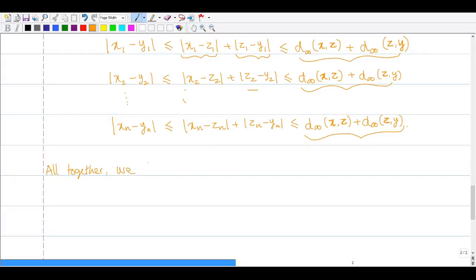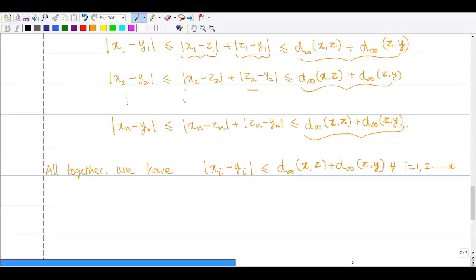We can write this modulus, which is a constant, okay? Modulus of xi minus yi is always less than or equal to d infinity of x comma z plus d infinity of z comma y, for every i equal to 1, 2, to n. For i equal to 1 this condition is true, for i equal to 2 this condition is true, okay?